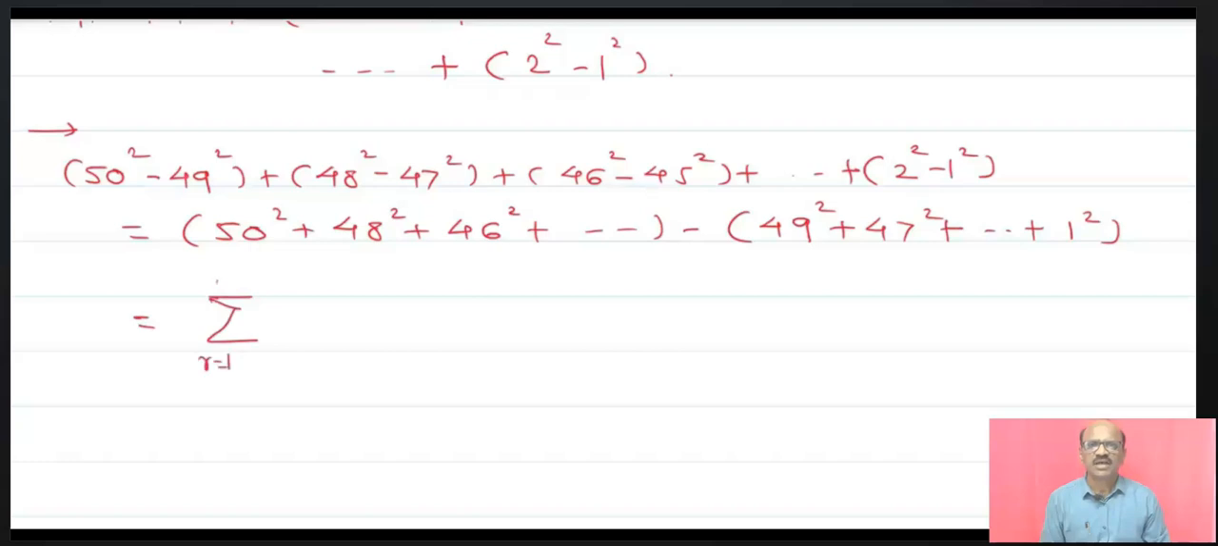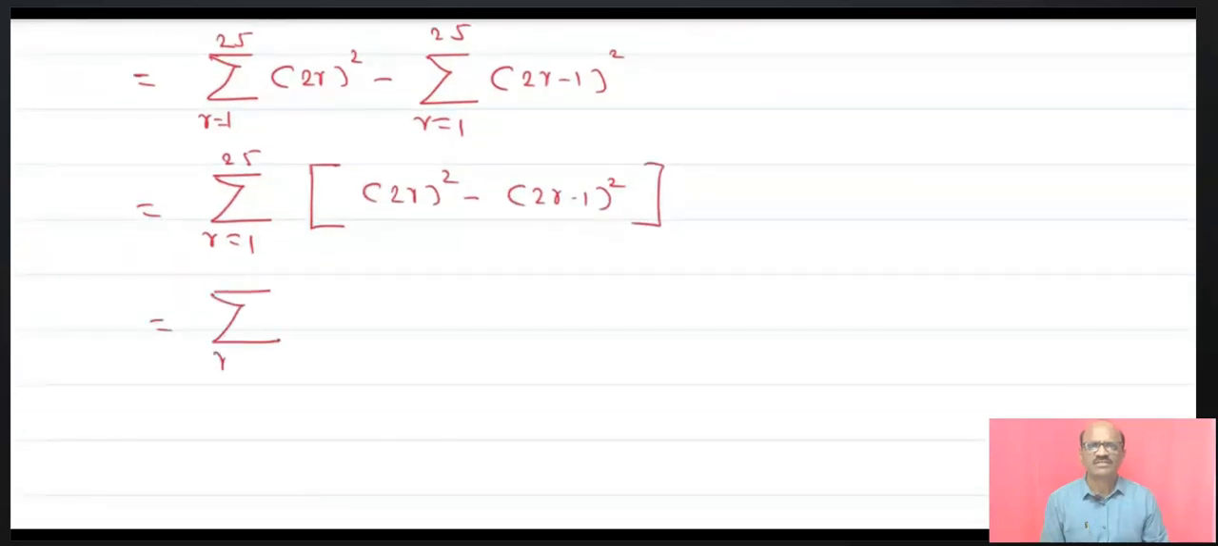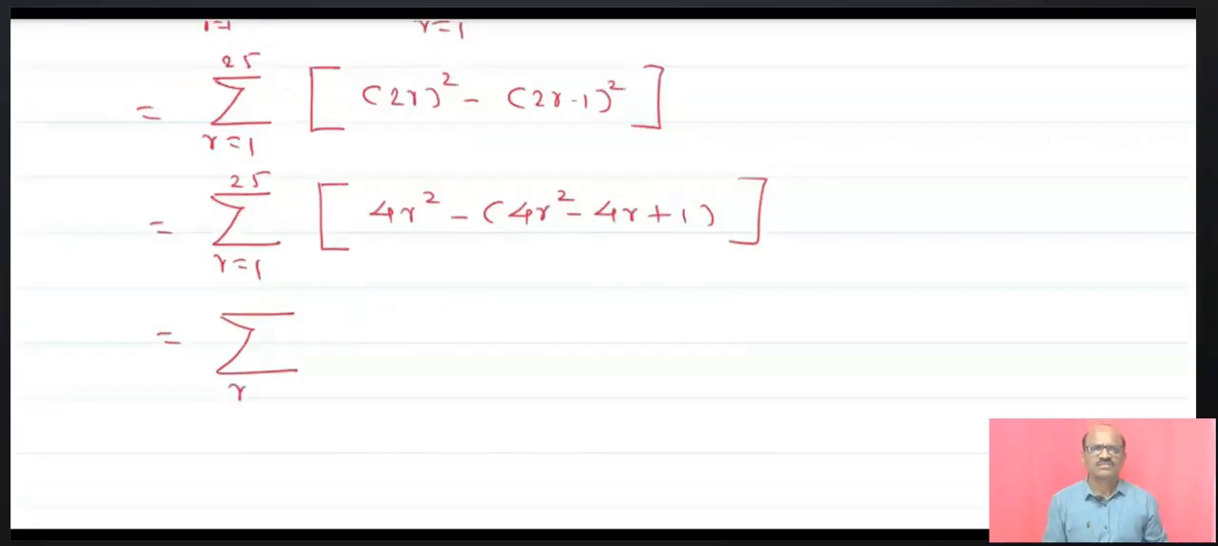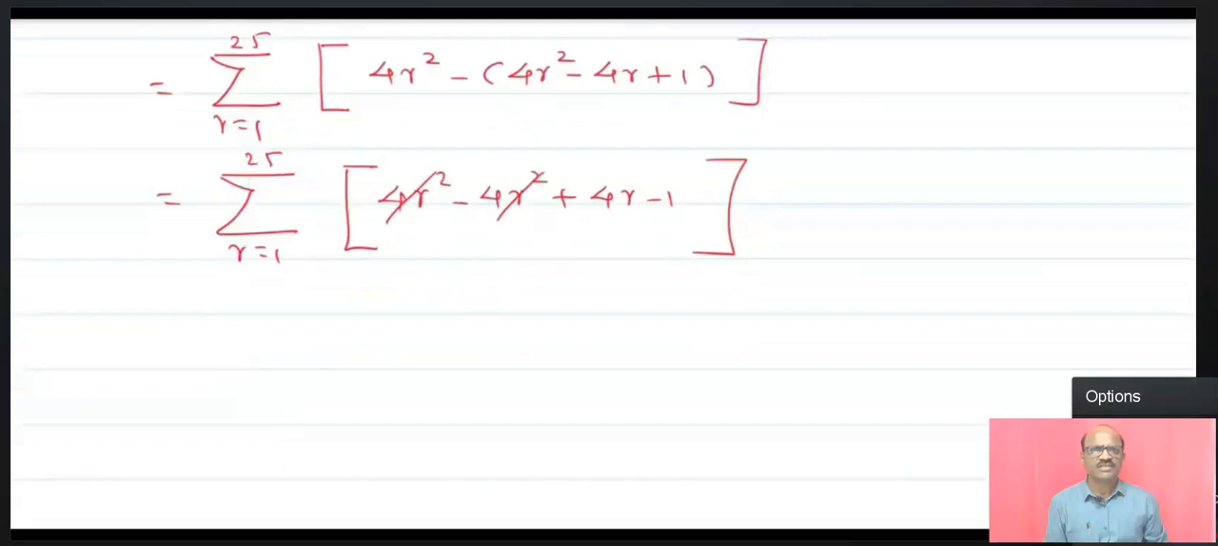That is summation r is equals to 1 to 25, that is 2r bracket square, minus summation r is equals to 1 to 25, 2r minus 1 bracket square. Therefore, summation r is equals to 1 to 25, 2r square minus 2r minus 1 bracket square. R is equals to 1 to 25, 4r square minus, normal simplification is here. Squaring on both sides, open the bracket, plus 4r square minus 4r square get cancelled, and in bracket you will get 4r minus 1.